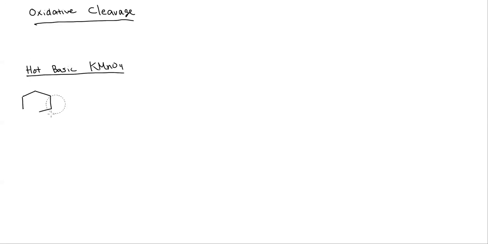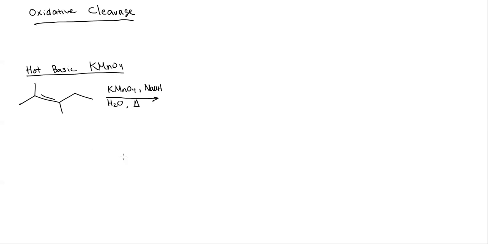Okay, and I don't want to start with a ring, actually. Let's start with this instead. Yeah, this is a good one to start with. So we'll start with this one. And what we do is we put in KMnO4 with NaOH, water, and heat. Okay, so hot and basic potassium permanganate.